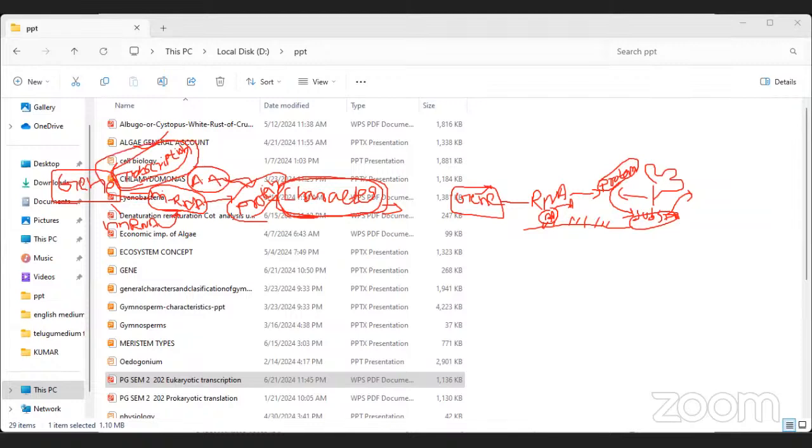Is this clear? Transcription and translation, clear or not? What is transcription? Transferring of the DNA template to RNA. Right. What is translation? Protein. Right, amino acid formation on the prepared mRNA. Amino acid or protein formation is called translation.